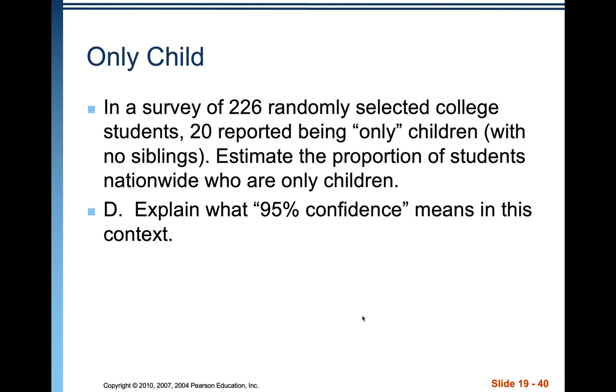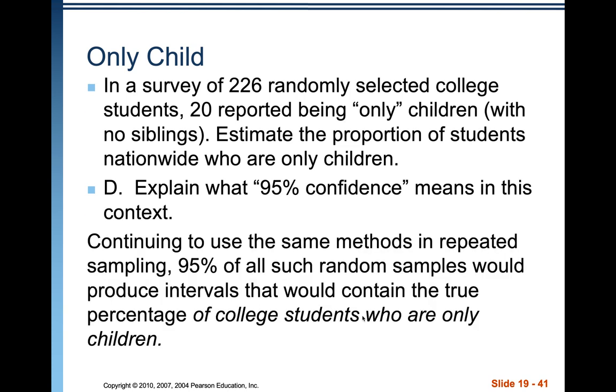Explain what 95% confidence means in this context. Okay, remember, anytime they ask you to explain what the phrase, such and such percent confidence, means, it means something about the process and doing the process over and over. So, continuing to use the same methods and repeated sampling, 95% of all such random samples would produce intervals that would contain the true percentage. And now we're going to put in our context of college students who are only children.